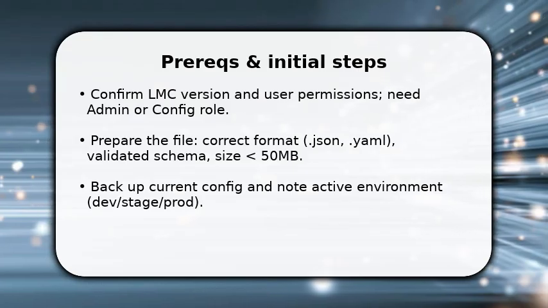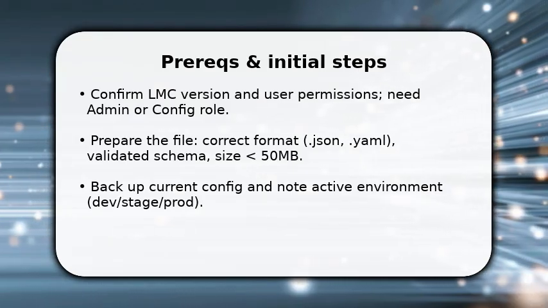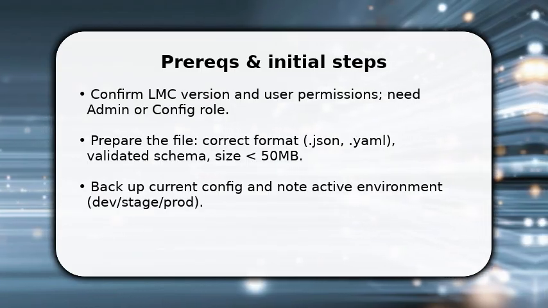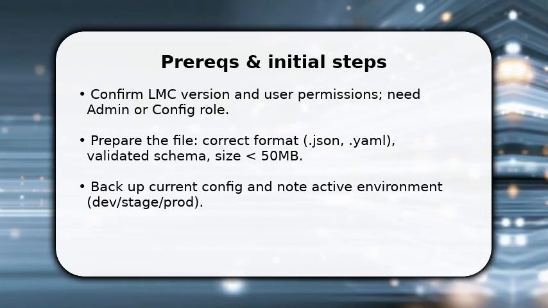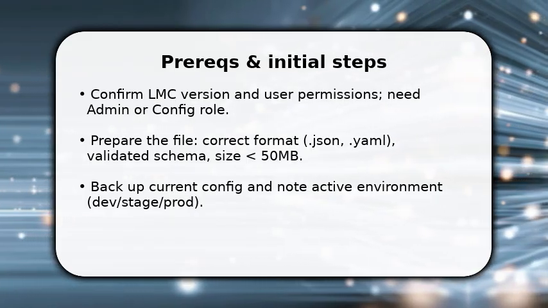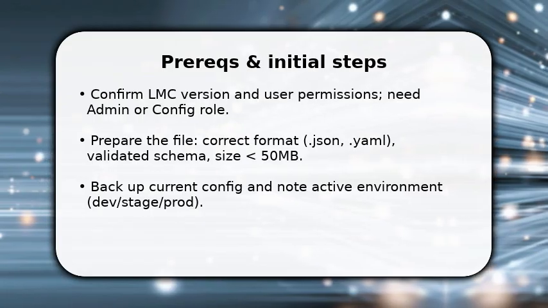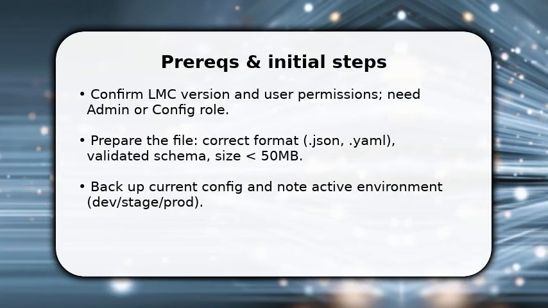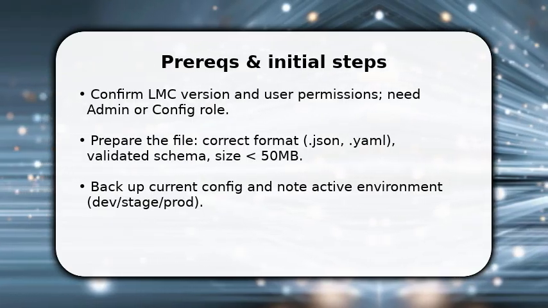Enjoy the video. You start by confirming prerequisites. Check your LMC version and that you have admin or config permissions so changes will apply. Once done, validate the file format and schema. Use JSON or YAML and keep size under limits. Make a backup of the active configuration and record which environment is targeted. This prevents accidental production changes.